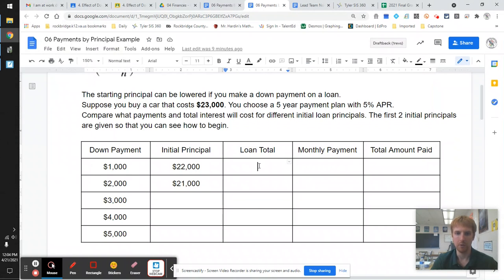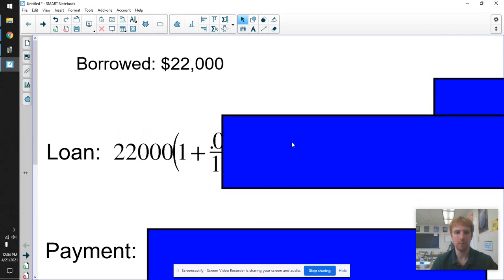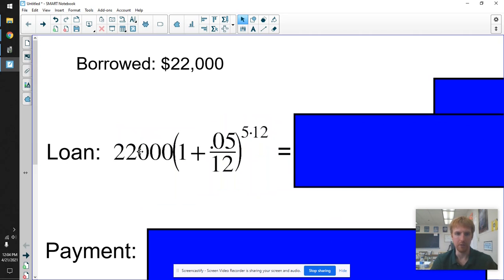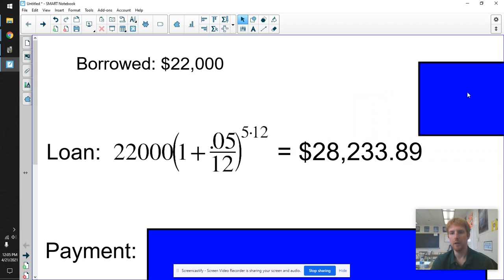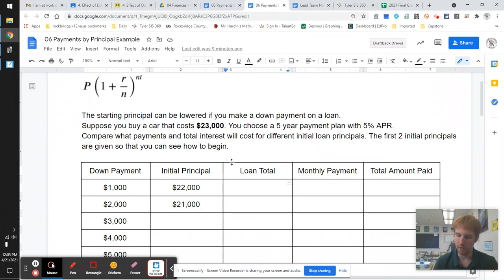So now on to the loan total amount. If I'm borrowing $22,000, that's what I need to do my interest formula with and figure out how much I've got to pay. So that's this next step. We put all of our pieces in: $22,000 against what I borrowed, 5% interest, 12 always goes here. And you can either put 60 or 5 times 12 for your exponent. And that's going to give us $28,233.89. So that's how much I'm paying on the loan. So let's get that in, $28,233.89.